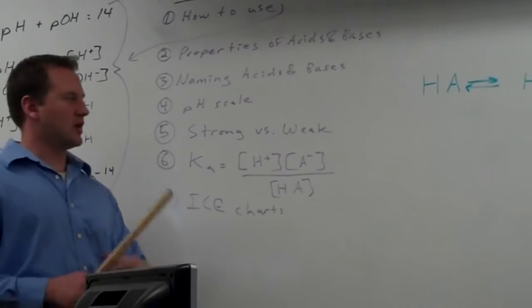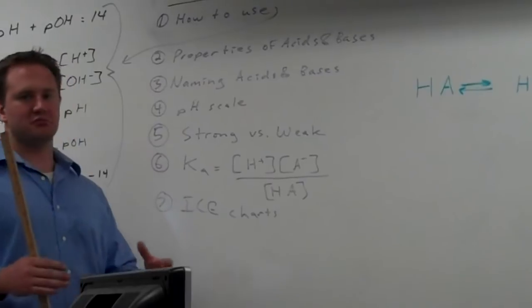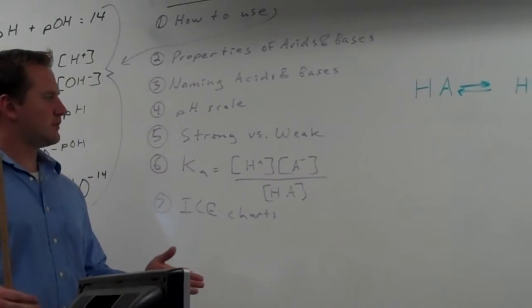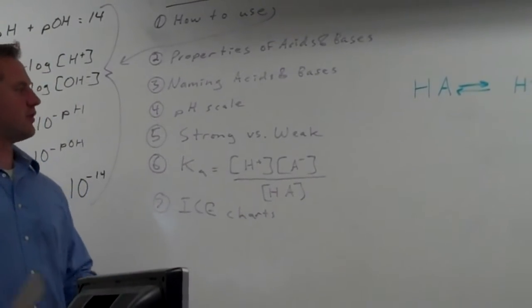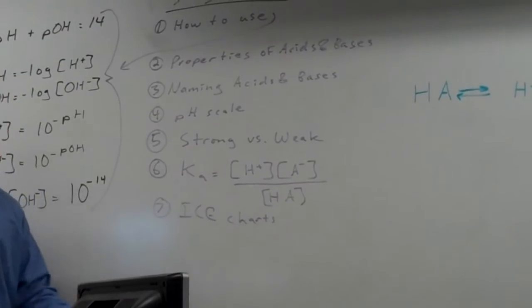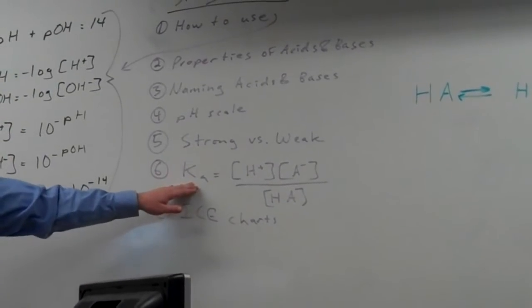So if you have a relatively large value for Ka, like a positive exponent, that would be a strong acid. If you have a weak acid, they're usually classified as having a Ka of 10 to the negative third or less.